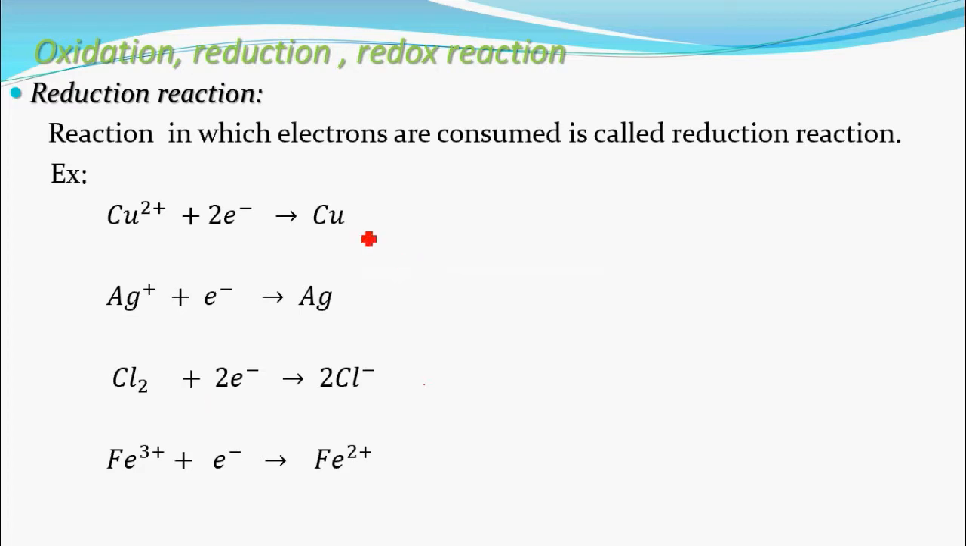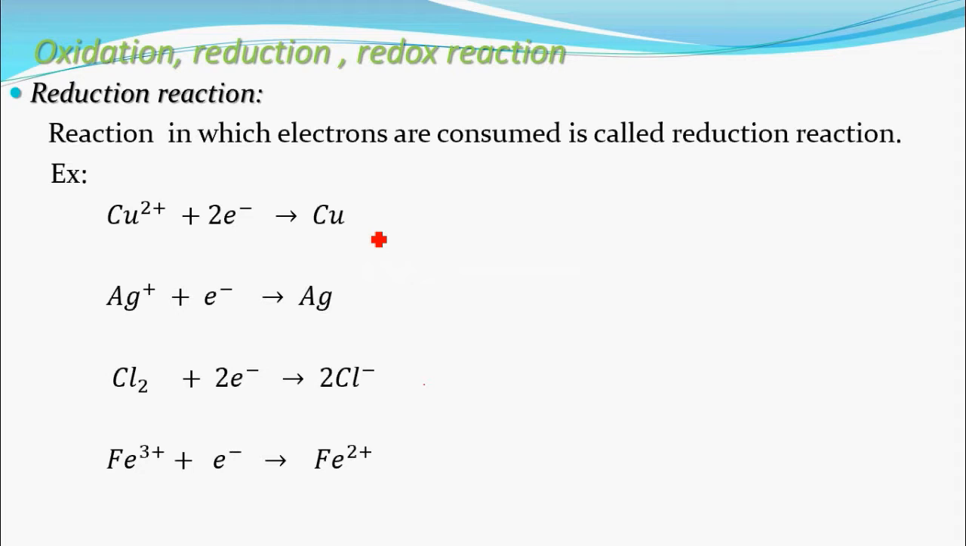Why does copper only undergo reduction, and why does zinc undergo oxidation? It all depends upon their electrode potential. You will come to know about electrode potential and the electrochemical series in this chapter in subsequent videos. For now, just understand what oxidation and reduction are.